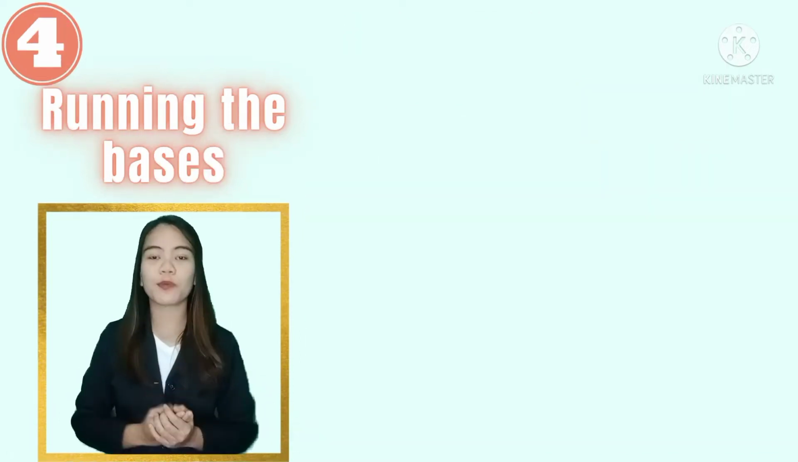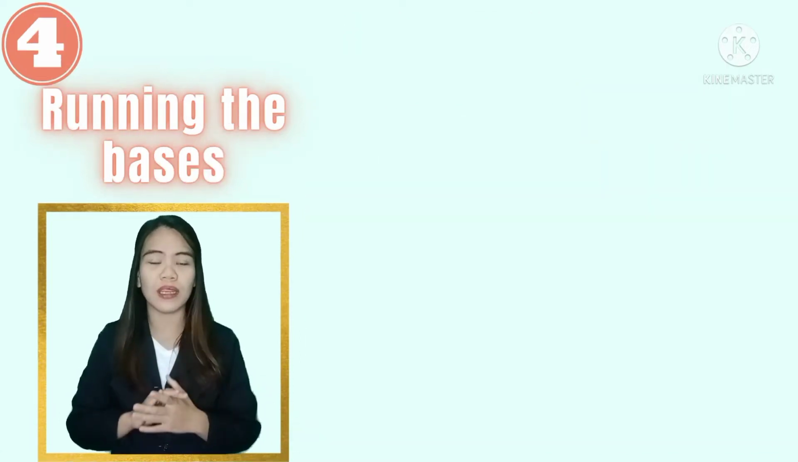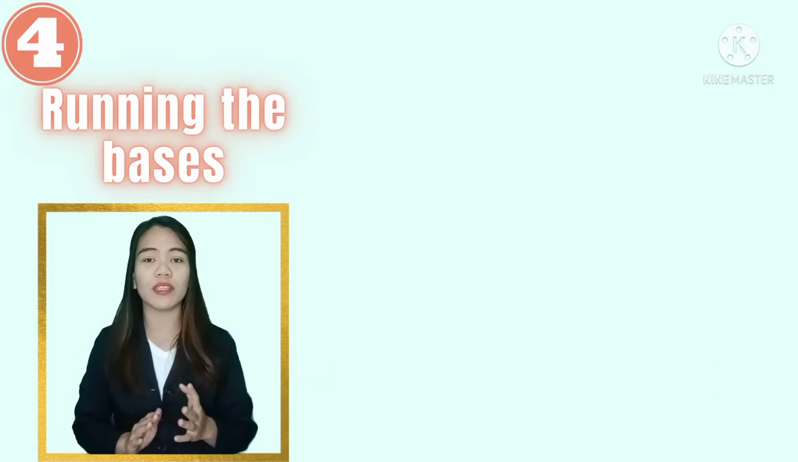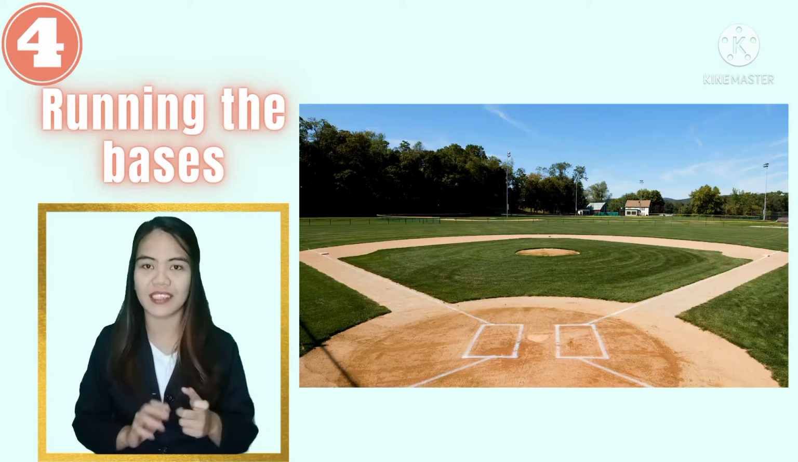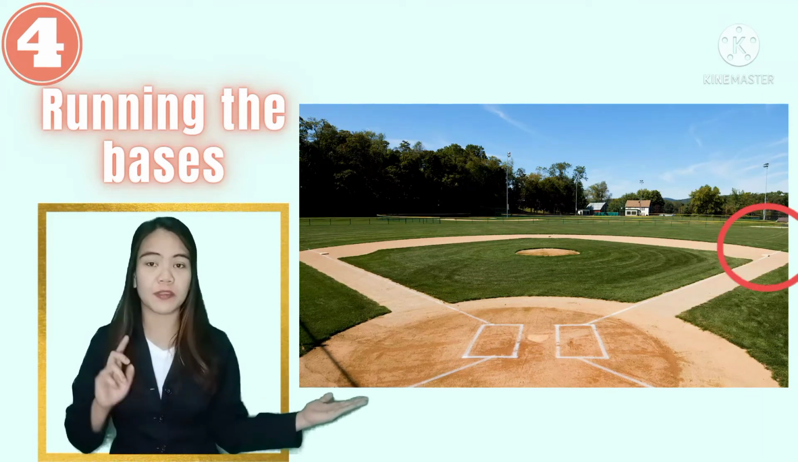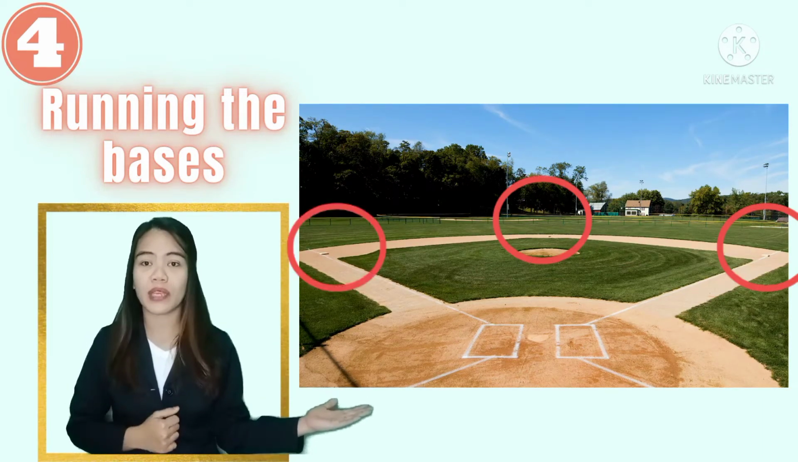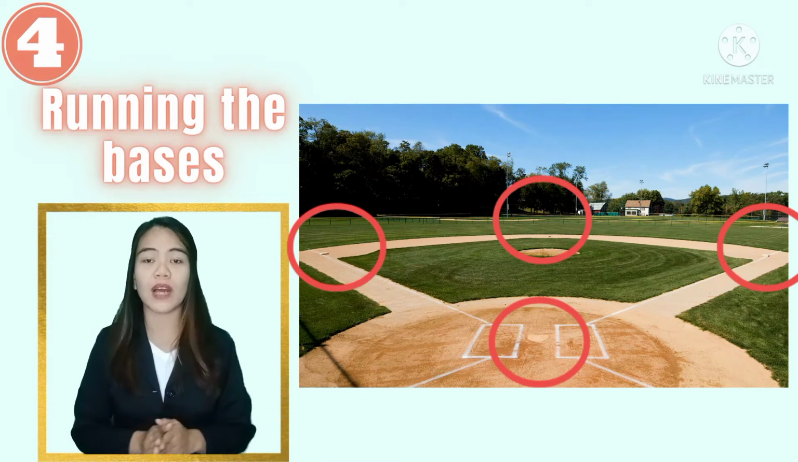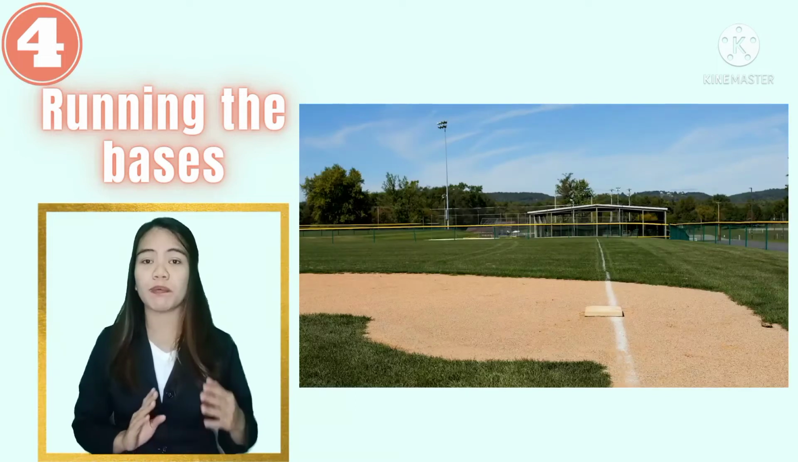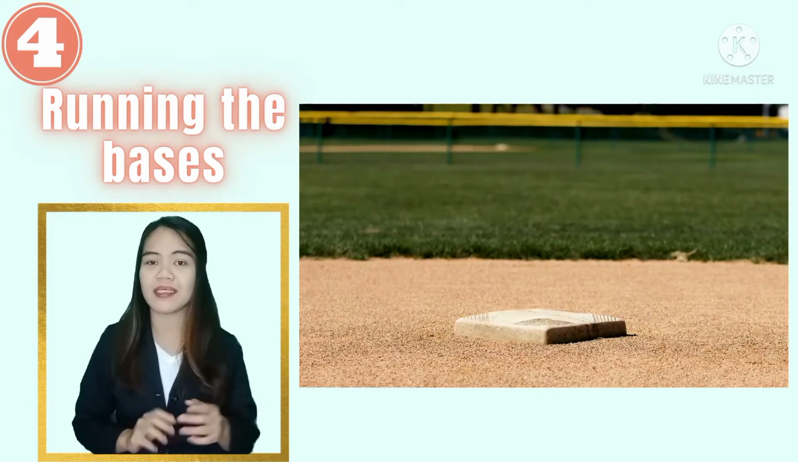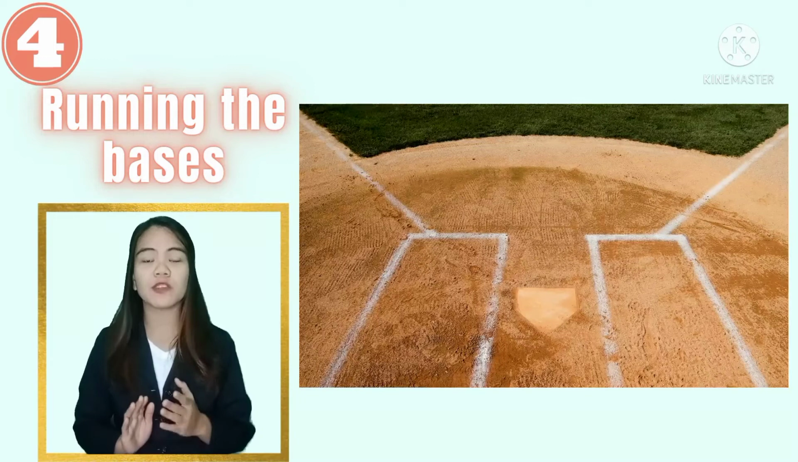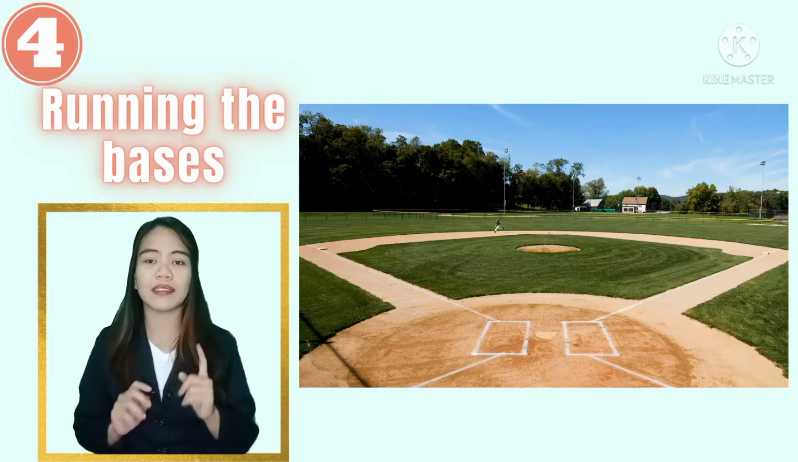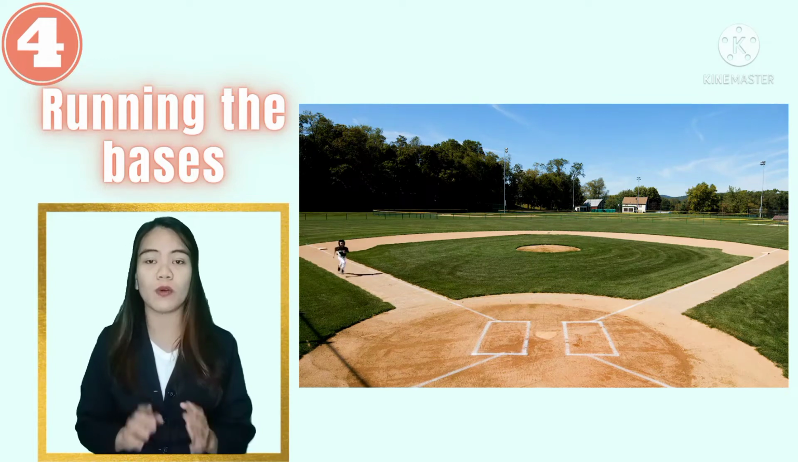Now, let's proceed to our fourth rule, running the bases. The first thing players should know is which way to run the bases. The bases are first base, second base, third base, and home plate. They are to be run in order around the infield. Players should be sure to touch each base as they pass them. Players may only overrun first base and home plate. However, second and third base cannot be overrun.